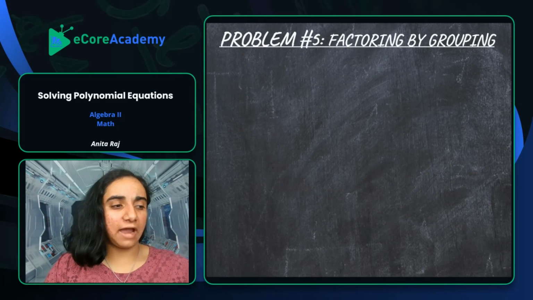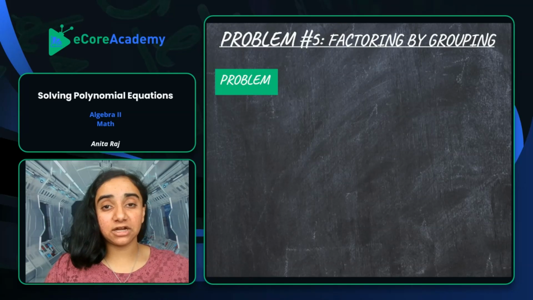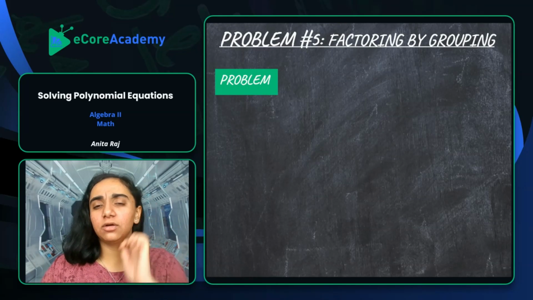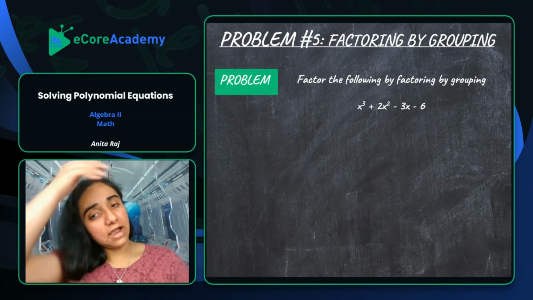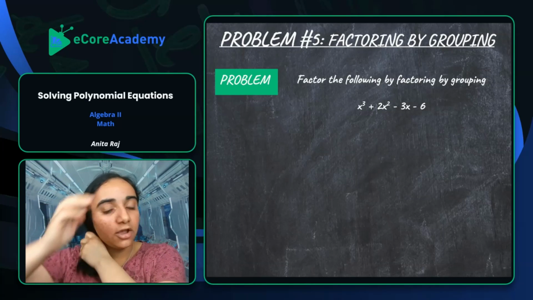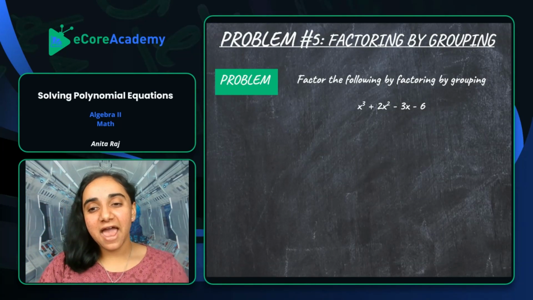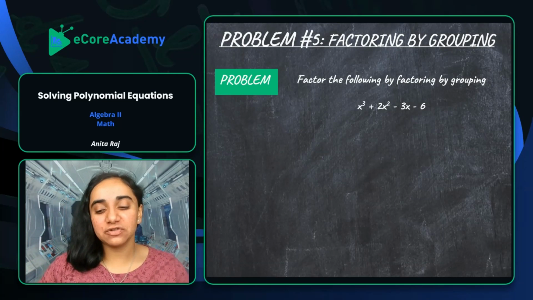All right, let's go to factoring by grouping. This is what we actually looked at in the previous video. So factoring by grouping. Factor the following by factoring by grouping. That's a lot to say. x cubed plus 2x squared minus 3x minus 6.